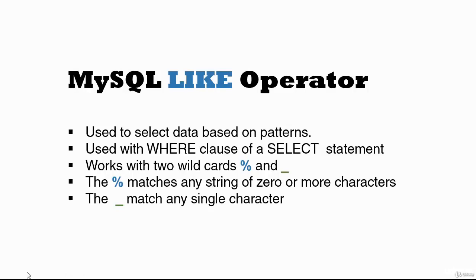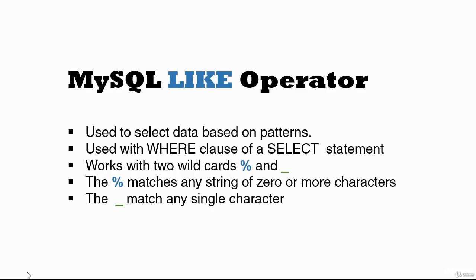The like operator is used in combination with the where clause. So when you use the like operator, you specify it after the where clause. The like operator also works with 2 wildcards. They are the % and the underscore.